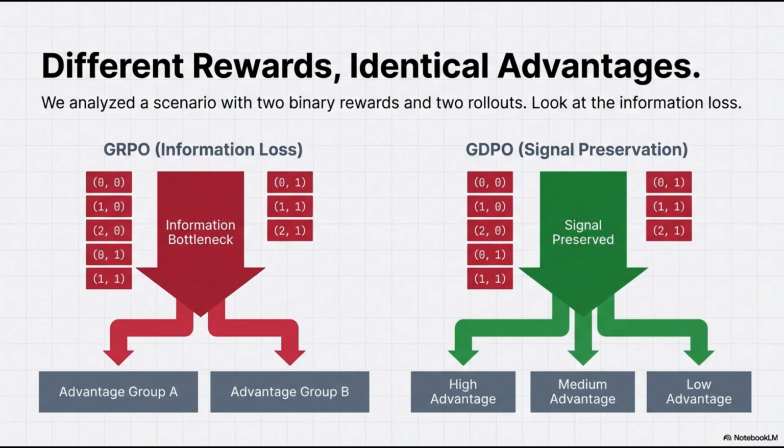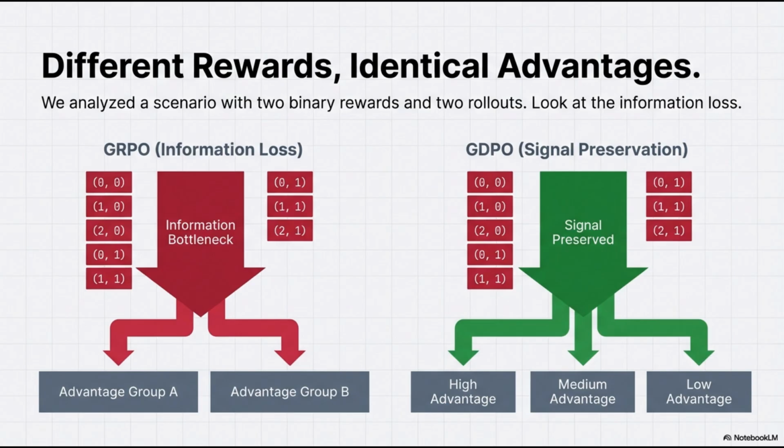We ran a simple experiment, 2 binary rewards, 2 model responses per question. On the left, GRPO. Look at all these input combinations flowing into the system. 0-0 means both responses failed everything. 1-0 means the first response got 1 point, second got 0.